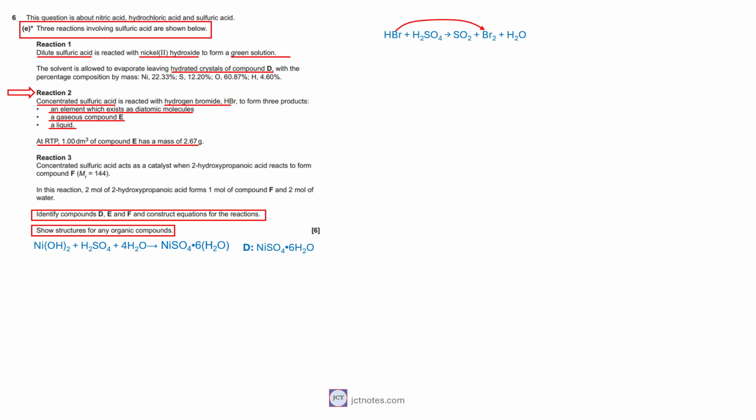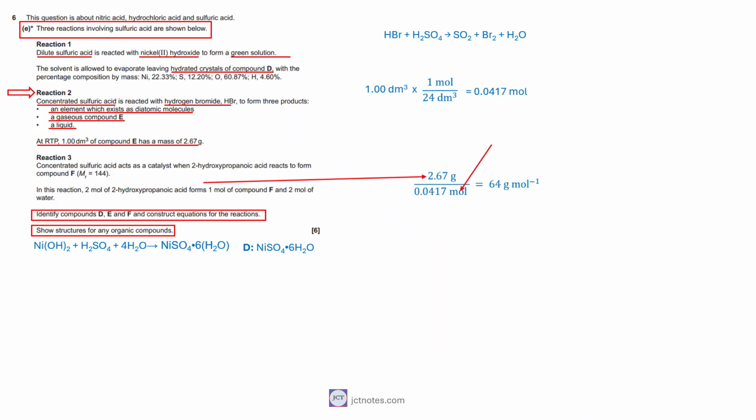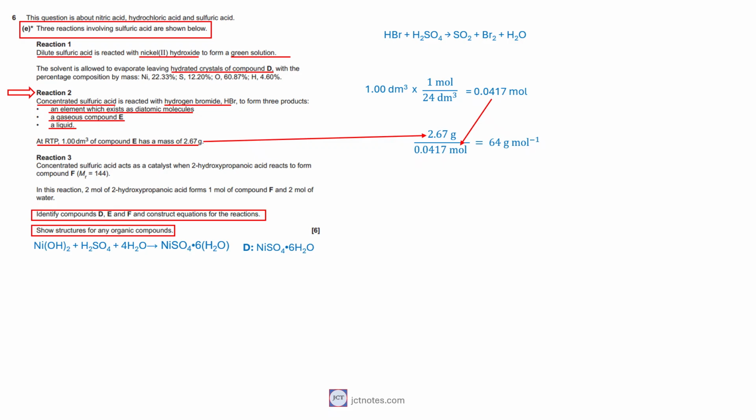The mass of 1 cubic decimeter of gas E at room temperature and pressure can help us confirm that compound E is sulfur dioxide. Since 1 mole of any gas occupies 24 cubic decimeters under these conditions, 1 cubic decimeter of gas E corresponds to 0.0417 moles. If we divide 2.67 grams by 0.0417 moles, we obtain a molar mass of approximately 64 grams per mole. This matches the molar mass of sulfur dioxide, confirming that compound E is sulfur dioxide.